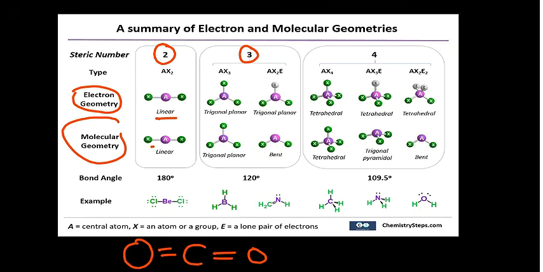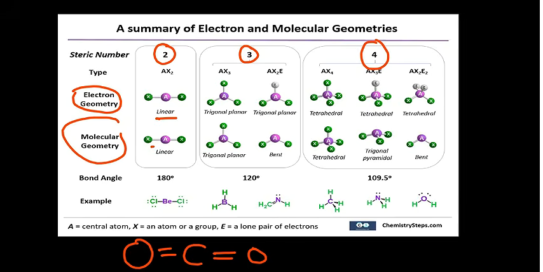We can move on to four connections. When you have four connections, all four present, it's basically called tetrahedral. So two is linear, three is trigonal. The only change, of course, is that if there is a lone pair present, the molecular geometry becomes different.